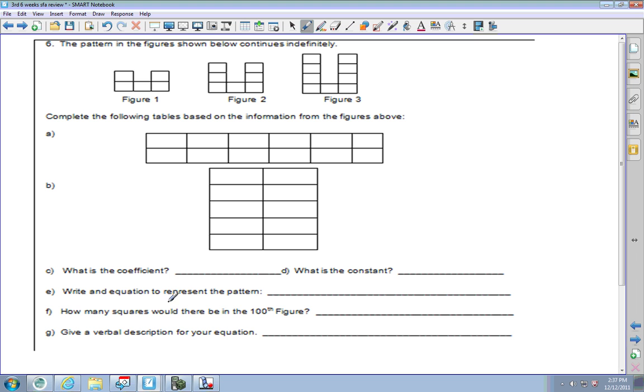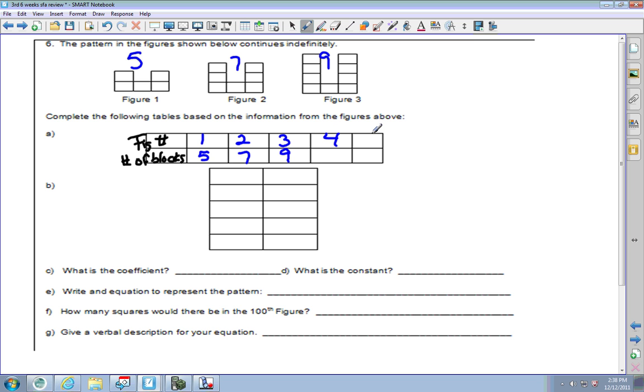Next one. Complete the following tables based on the information above. This is going to be my figure number and the number of blocks. Figure number 1, I have 1, 2, 3, 4, 5. I have 5 blocks. Figure number 2, 1, 2, 3, 4, 5, 6, 7. Figure number 3, 1, 2, 3, 4, 5, 6, 7, 8, 9. So I've got 1 and 5, 2 and 7, 3 and 9.